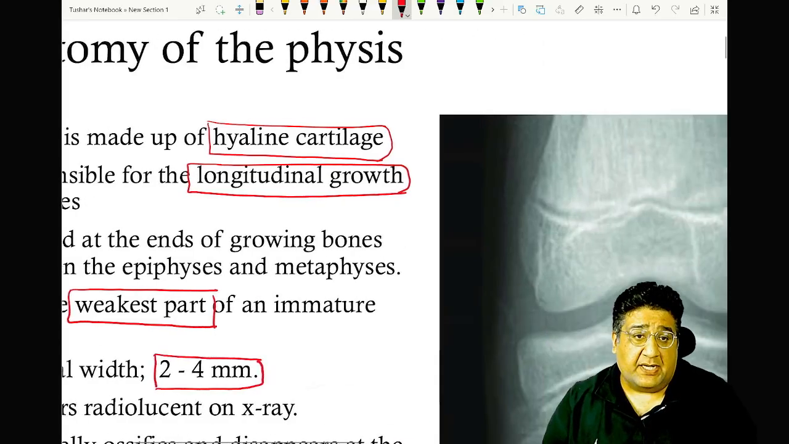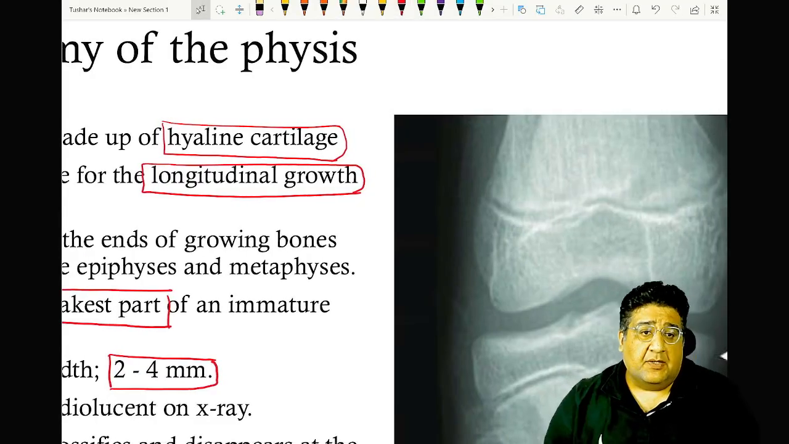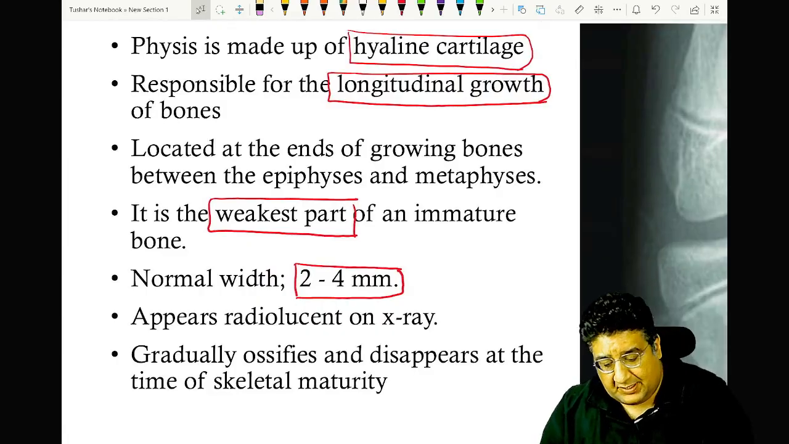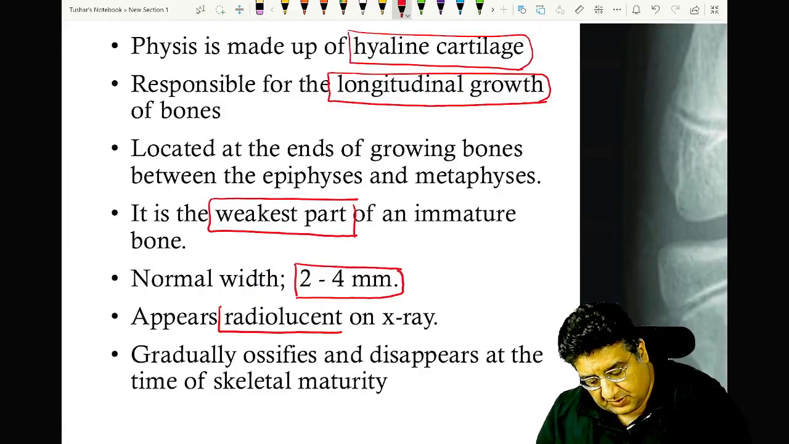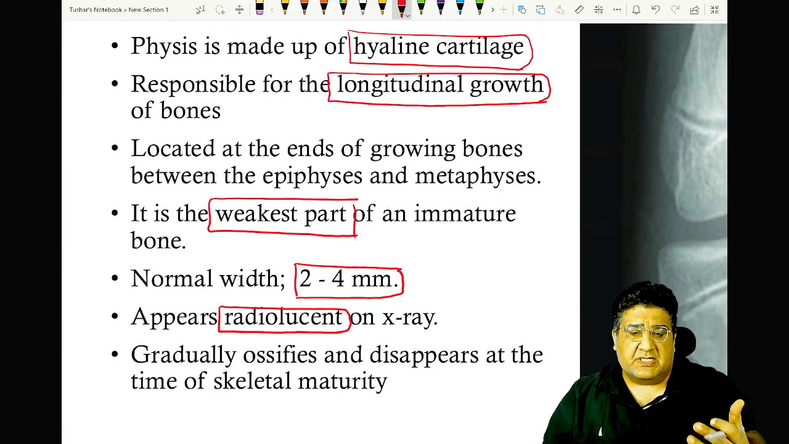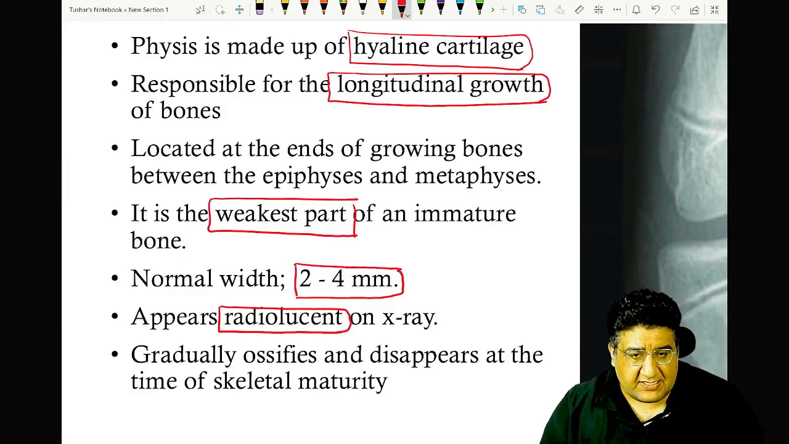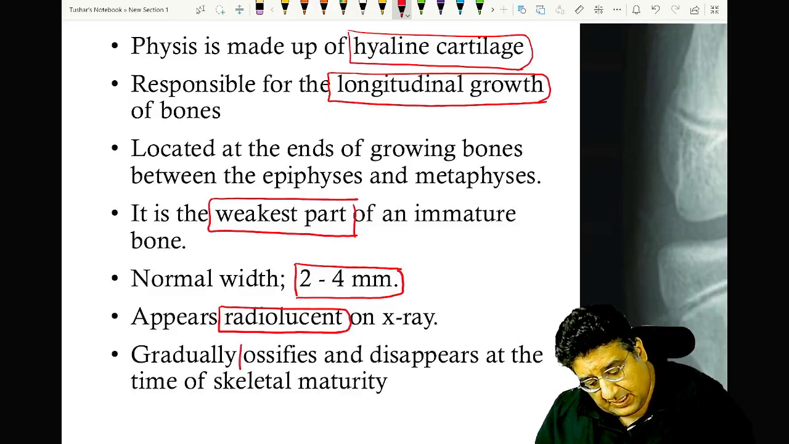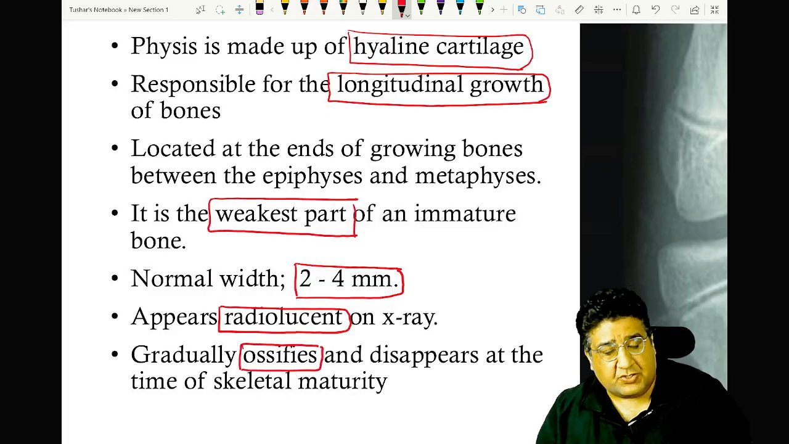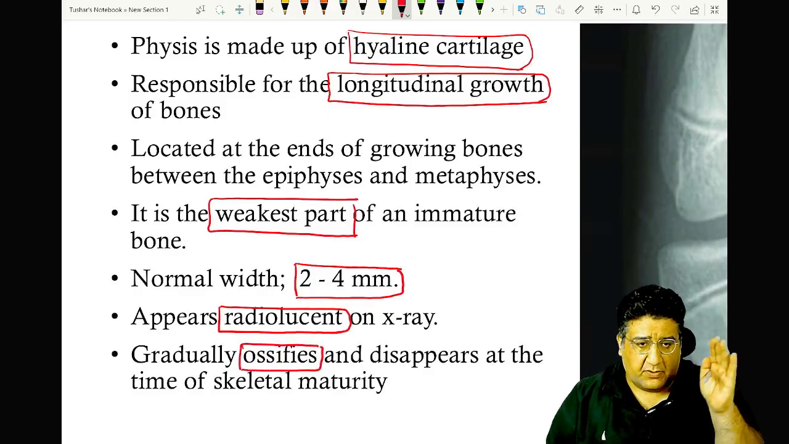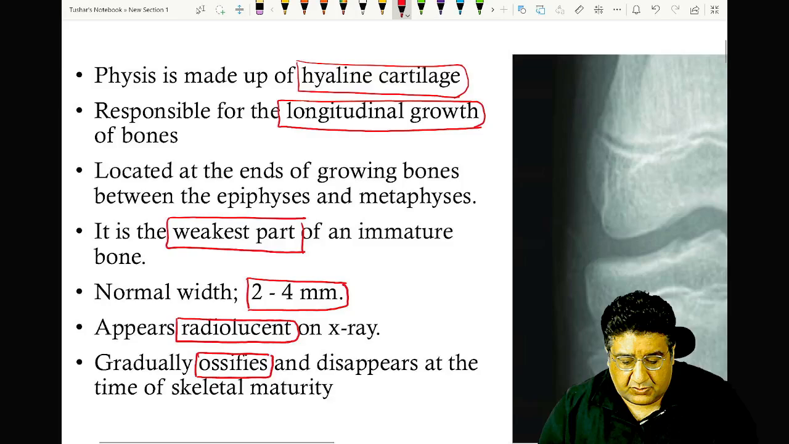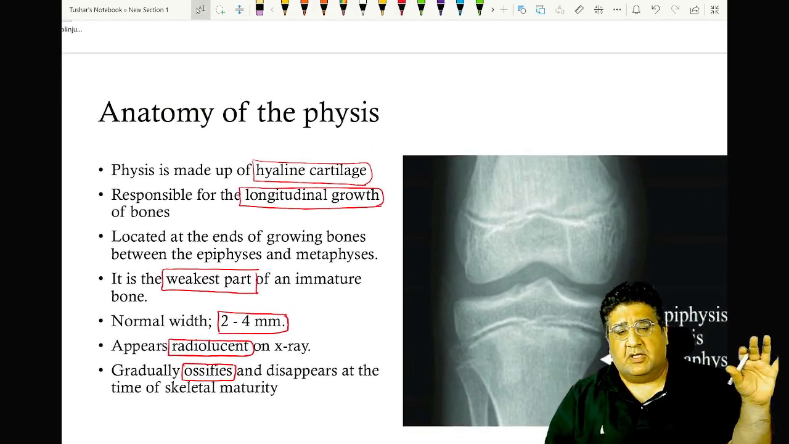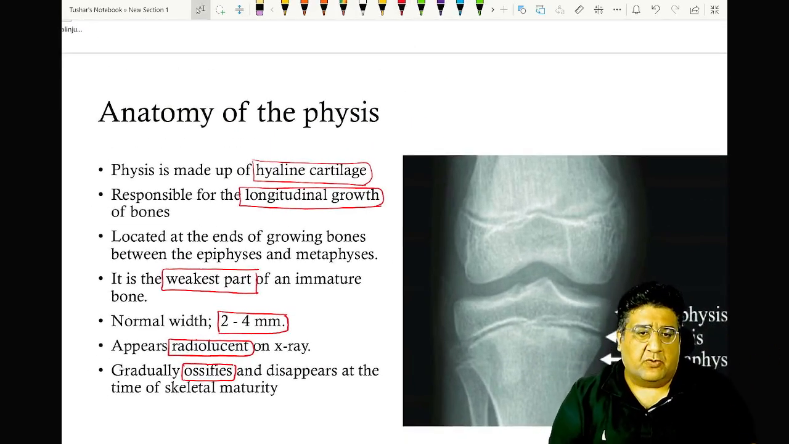The normal width of a growth plate is around 2 to 4 millimeters. On an X-ray, it is not seen clearly because it is entirely made up of cartilage and lacks calcium, lacks bone. Therefore, it appears radiolucent. As we move towards skeletal maturity, it gradually calcifies, it gradually ossifies, and the moment we turn skeletally mature, we cross 18 years of age, it vanishes. So this was a brief introduction to the anatomy of the growth plate. I hope you have noted all these points very carefully.